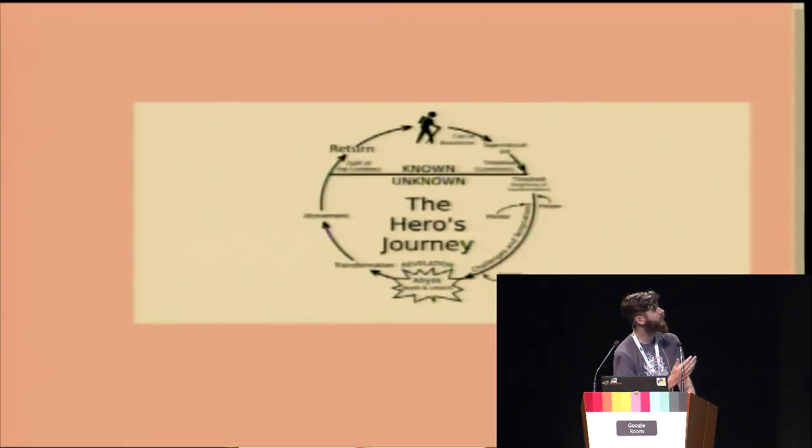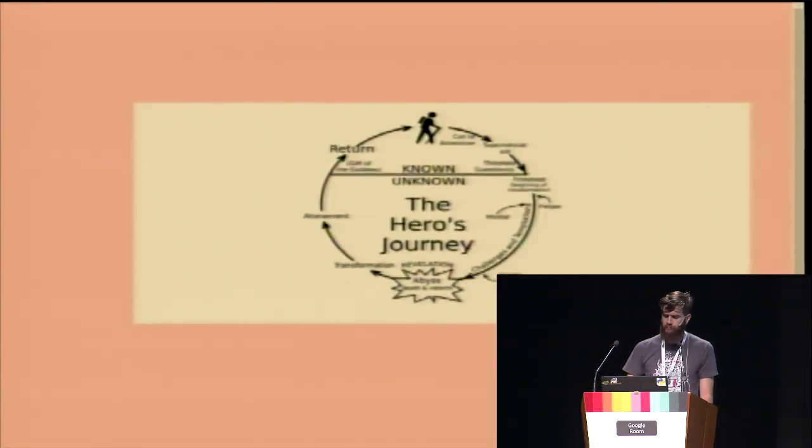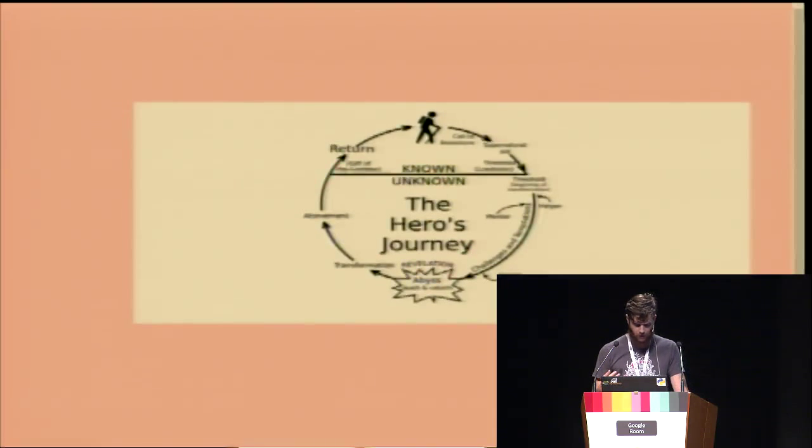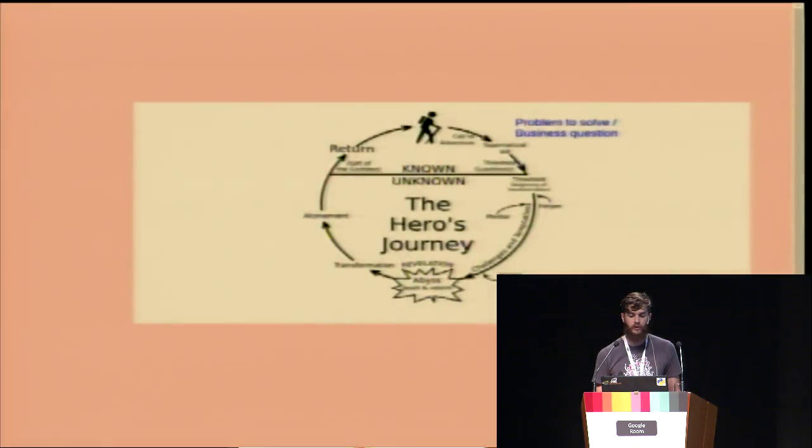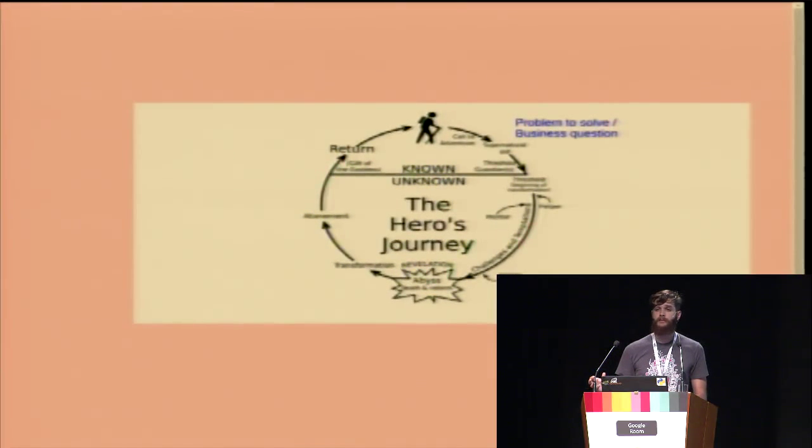This is called the Hero's Journey, which I took from Wikipedia, probably. I'm not even sure if the context of this image was talking about movies or books or whatever, but it's a very nice metaphor for most agile development cycles, and a very good one for data science. That thing that is called the call to adventure in that diagram is what I call the problem to solve, or the business questions. Everything needs to start with that.